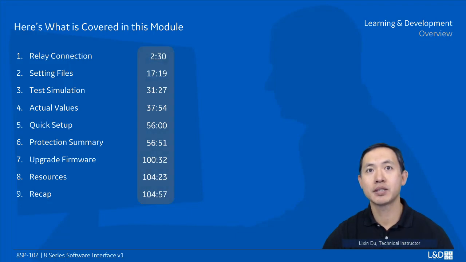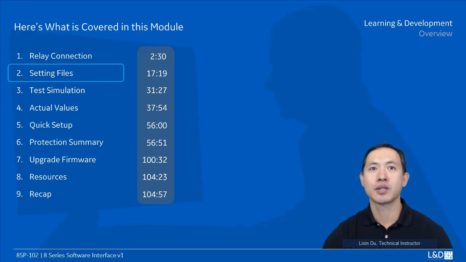Welcome to the 8SP-102 Software Interface Training Module. Here is what's covered. Relay connection. In this session, we'll introduce how to do a quick connect to the relay from a PC running the 8-series setup software. In doing this, we'll show you how to achieve this by using a USB cable, an Ethernet link, and finally using Wi-Fi. Then, we will walk you through the steps of viewing your relay in Viewpoint Monitor.